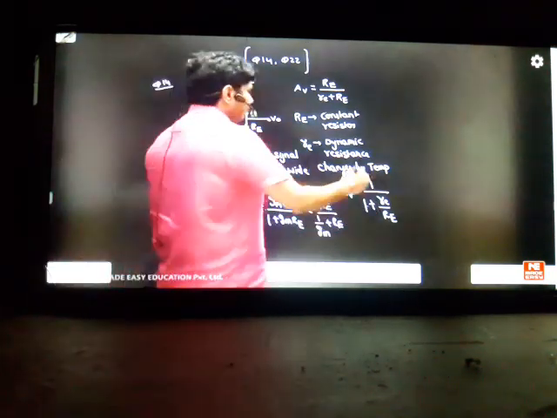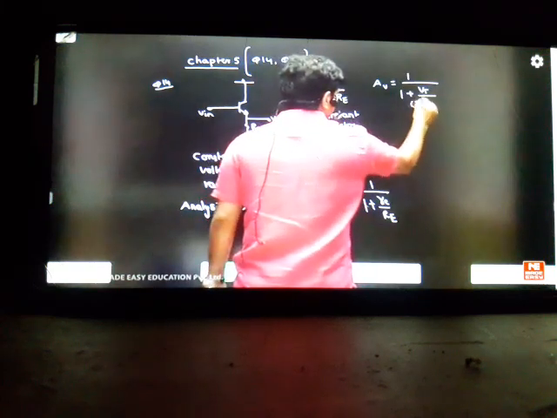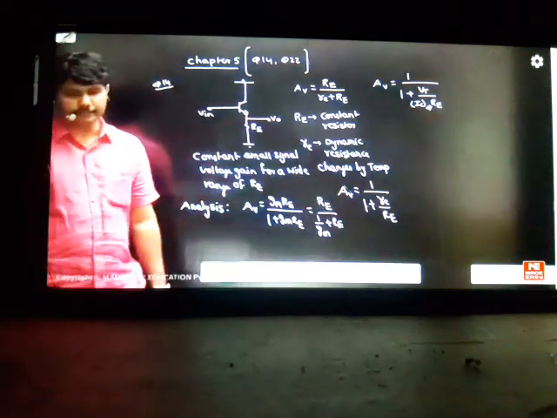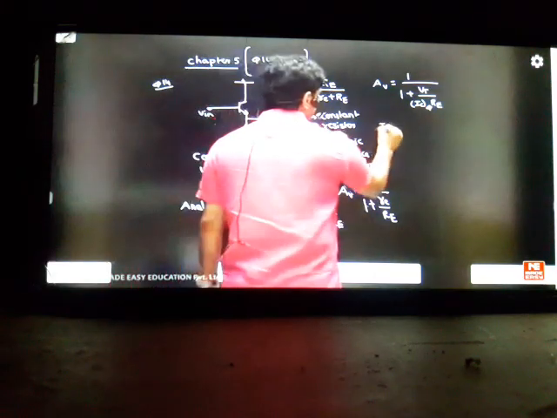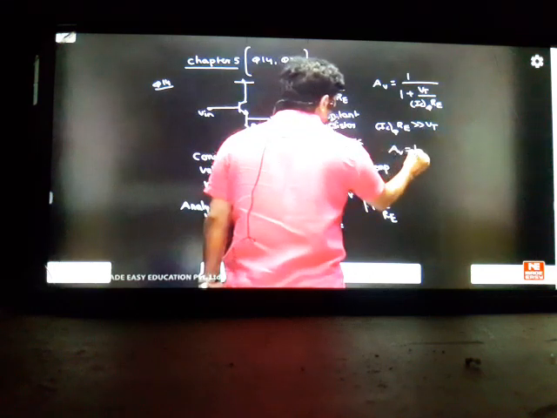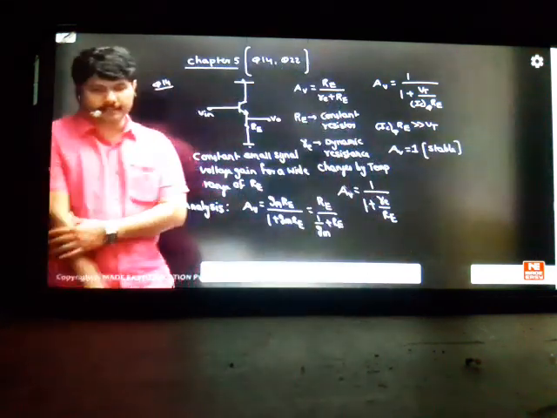So what I'll do is, AV we can write as 1 by 1 plus re, and re is nothing but VT by ICQ. So this re is VT divided by ICQ. Okay? Then you can take ICQ, the operating current, into RE, which should be much greater than VT. Then the gain becomes 1, which is a stable gain, a constant gain. So like this you can make the gain stable in electronics.